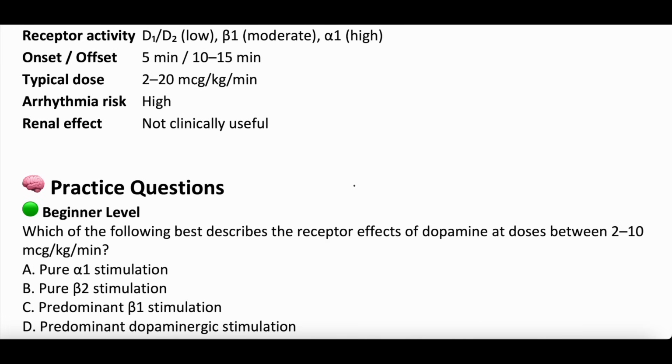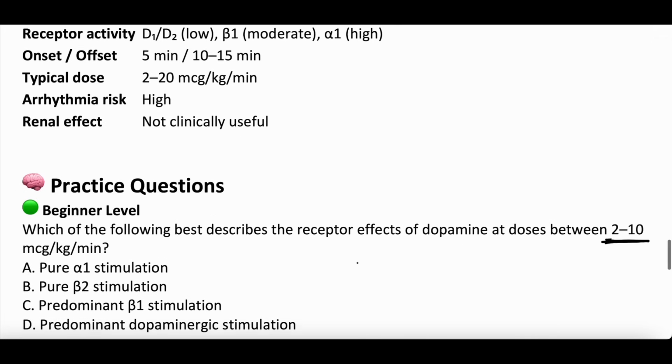Which of the following best describes the receptor effects of dopamine at doses between 2 and 10 micrograms per kilogram per minute? A, pure alpha-1 stimulation. B, pure beta-2 stimulation. C, predominantly beta-1 stimulation. Or D, predominantly dopaminergic stimulation. Pause here if you need more time.